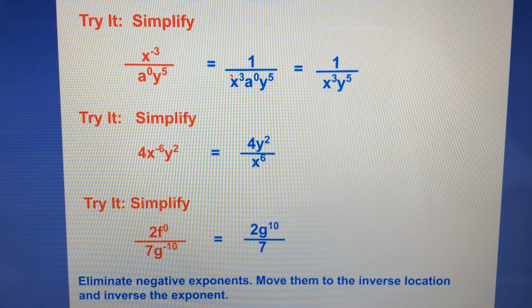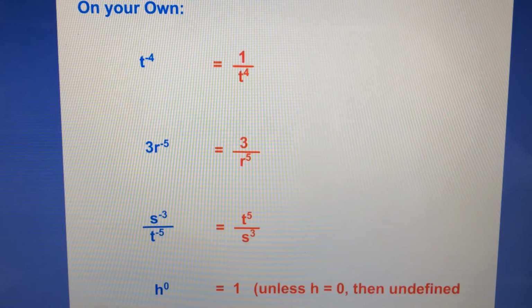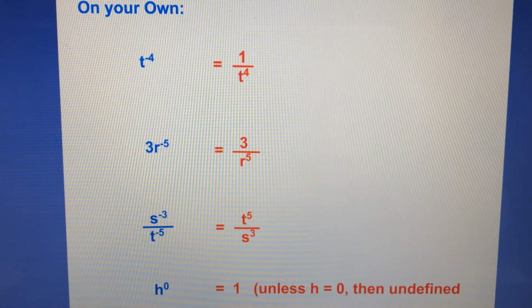Let's just do a few more. T to the negative 4 becomes 1 over t to the positive 4. 3 stays in my numerator. R to the negative 5th moves to the denominator. S to the negative 3 moves to the denominator, while t to the negative 5 moves up to the numerator. H to the 0 equals 1, unless h equals 0, and then it is undefined.